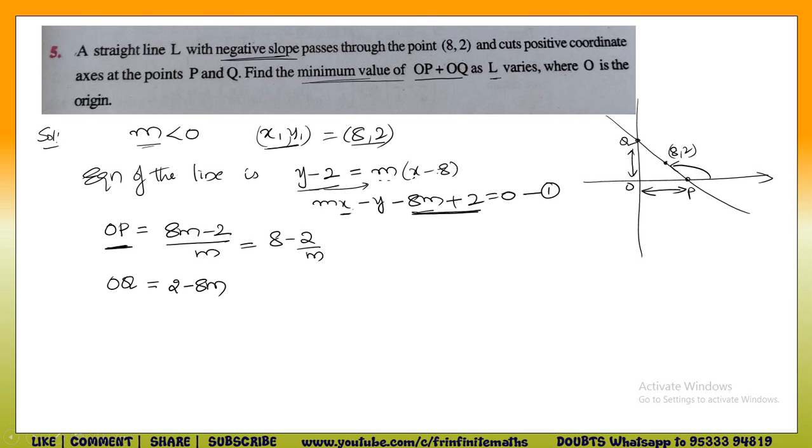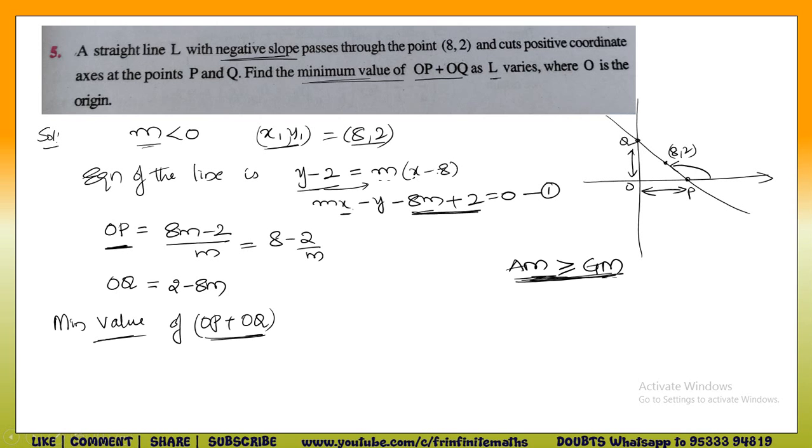The minimum value of OP plus OQ. Since here we are going to find the minimum value of the sum of two things, that means we can make use of the AM-GM inequality. What is the AM-GM inequality? Arithmetic mean and geometric mean. By AM-GM inequality, AM is always greater than or equal to GM, right? So to find the minimum value, we make use of it.